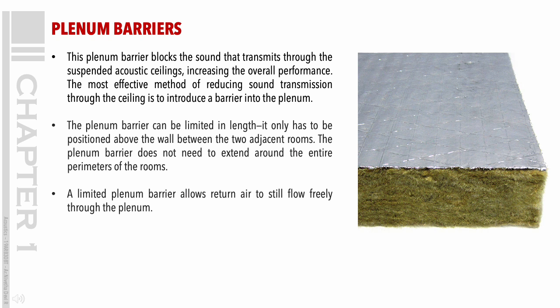Plenum barriers. This plenum barrier blocks the sound that transmits through the suspended acoustic ceilings, increasing the overall performance. The most effective method of reducing sound transmission through the ceiling is to introduce a barrier into the plenum. The plenum barrier can be limited in length, it only has to be positioned above the wall between the two adjacent rooms. The plenum barrier does not need to extend around the entire perimeters of the rooms. A limited plenum barrier allows return air to still flow freely through the plenum.